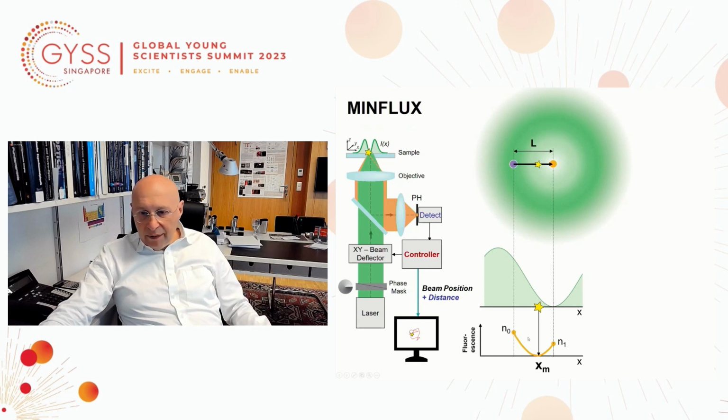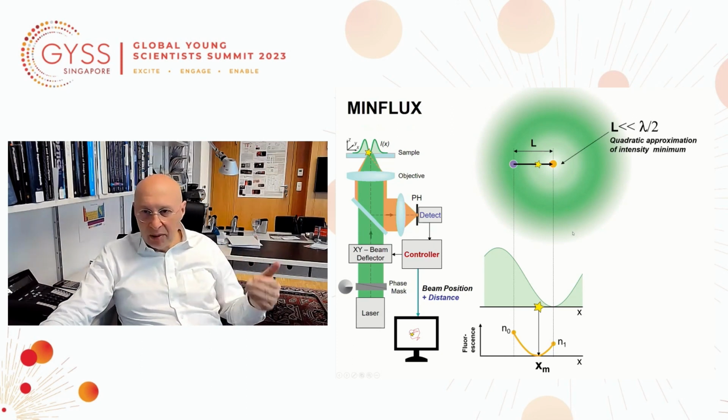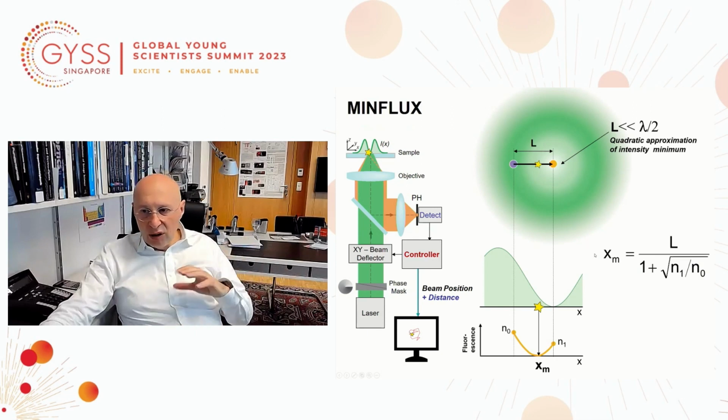So the zero is, in first approximation, a parabola. And if you have the measured points here at 0 and 1, you can easily calculate where xm is. So you can instantly jump from here to here and find out the position of the molecule. Within this quadratic approximation, it's sufficient to jump from one place to the other. Then you can easily calculate where xm is. So this is a simple equation, and then you have the position.